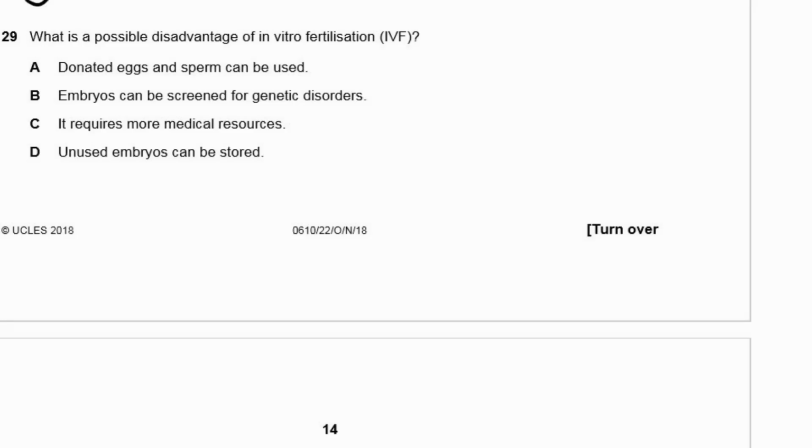Question 29. What is a possible disadvantage of in vitro fertilization, IVF? So disadvantage. Donated eggs and sperm can be used. No, that sounds to me like an advantage. Embryos can be screened for genetic disorders. No, that sounds like an advantage to me. It requires more medical resources. Well, it definitely is a lot more complicated than the natural method. Unused embryos can be stored. No, that sounds like an advantage to me. So it looks like the answer here is C.